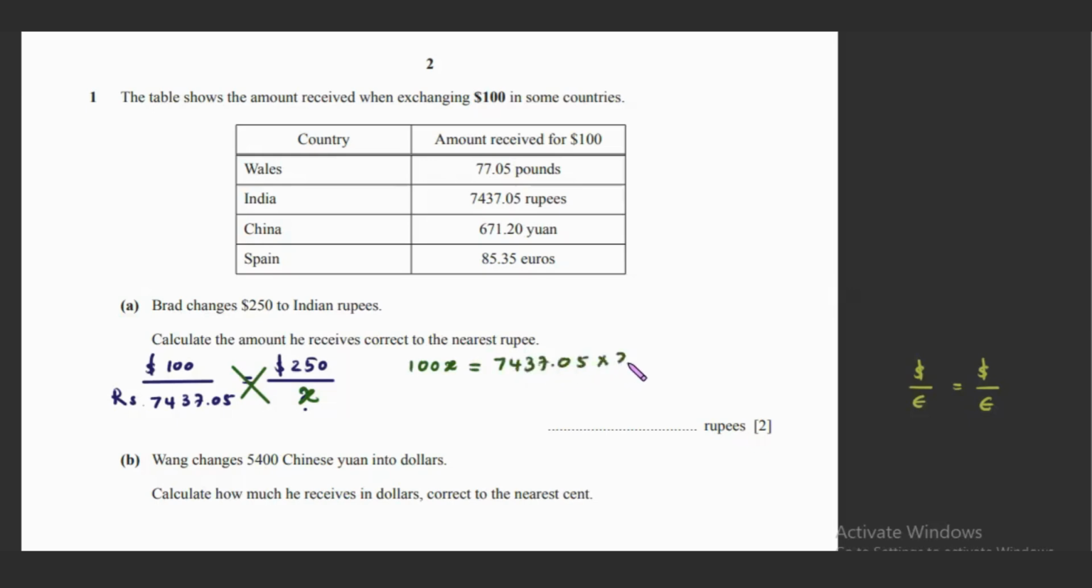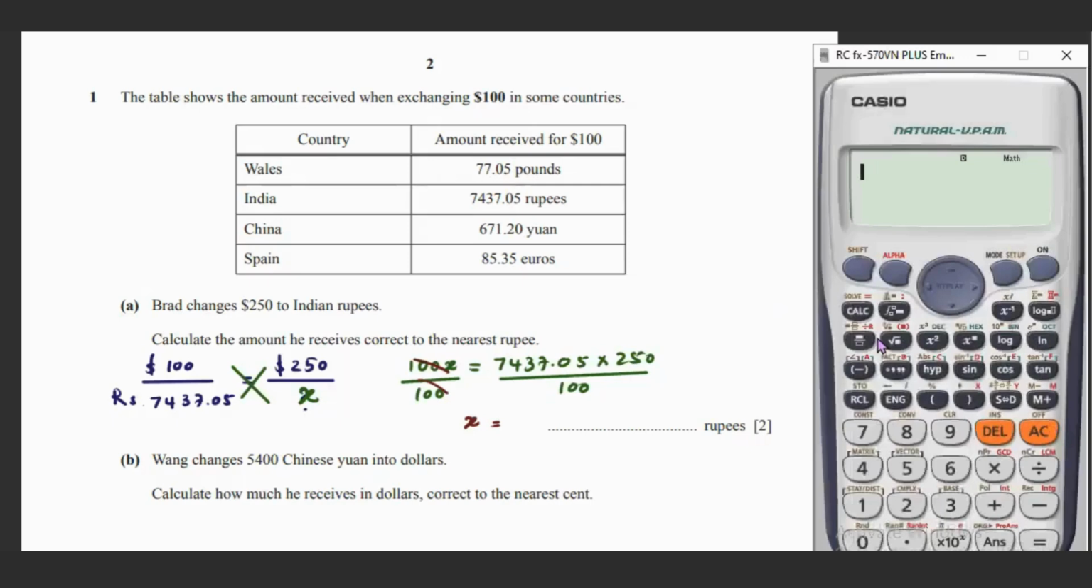7,437.05 times 250. To find what X is, I need to divide both sides by 100, or simply to get rid of this 100, bring it to the other side. That is why we divide by 100. When we do the division, we should also make sure to write it to the nearest rupee, which means in this case it has to be a whole number. So I'm going to put this in the calculator.